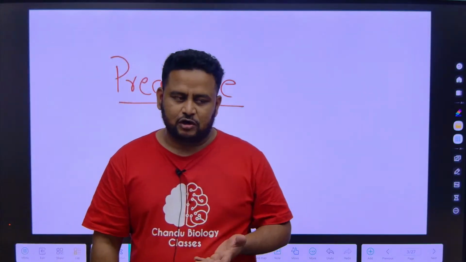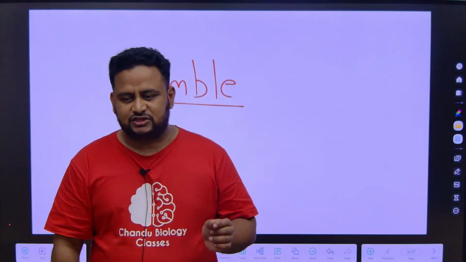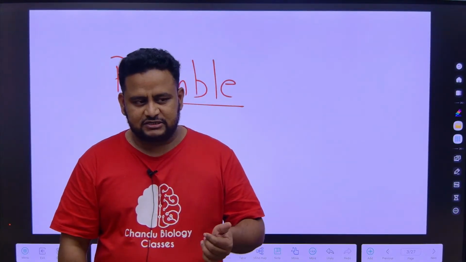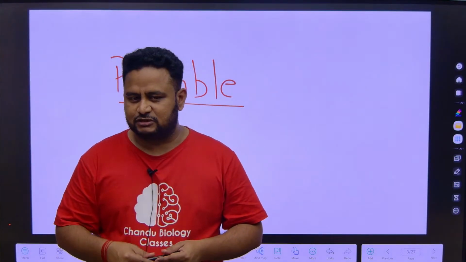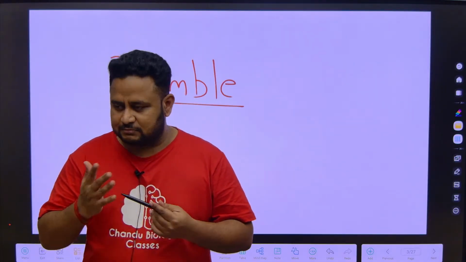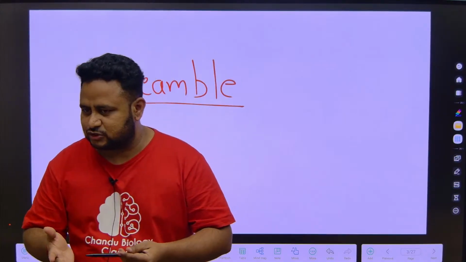Okay, so when I talk about amendments, the first schedule talks about the list of states and their territories. Second schedule talks about what? Allowances and salaries. And the third schedule talks about oaths and affirmations. Fourth schedule talks about, when it comes to Rajya Sabha, the allocation of seats to the Rajya Sabha.